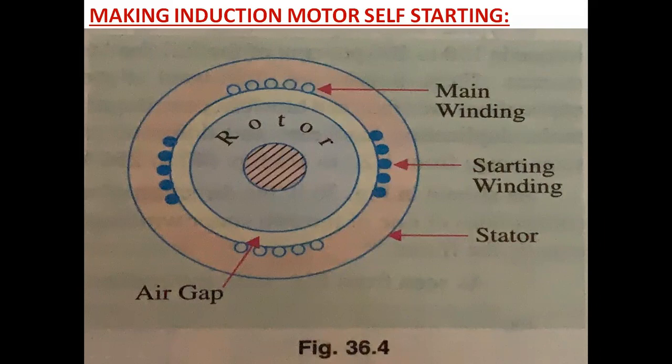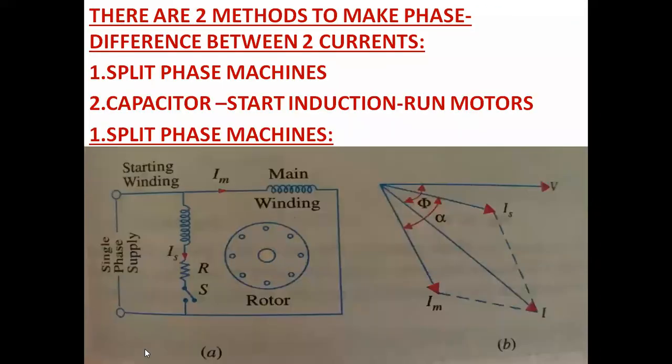Mainly for making this phase difference between the two currents, we are employing two types of arrangements. One is the split phase machine and the second one is the capacitor start induction run motor. Now we will see briefly about these split phase machines and the capacitor start run induction motors. After that, I will explain these two types in depth. So first one, split phase machines.